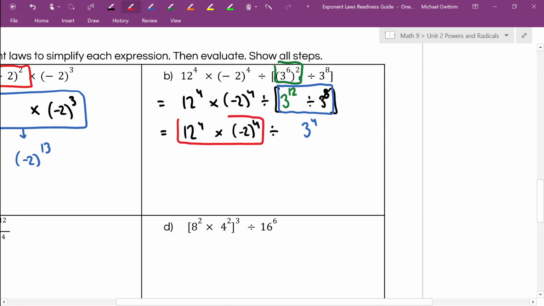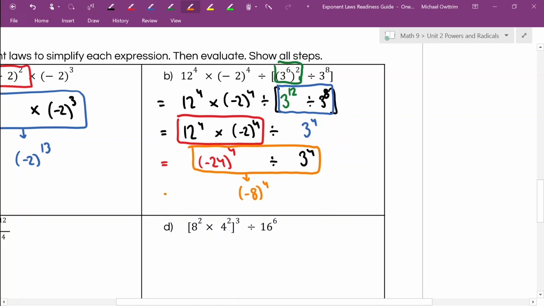So when we are multiplying these two powers with the same exponent, we can combine their bases. 12 times negative 2 is negative 24. And keep our exponent of 4. And then again here, we've got our same exponent 4 in both of those. So again, combine our bases, and negative 24 divided by 3 would be negative 8 with that same exponent 4.